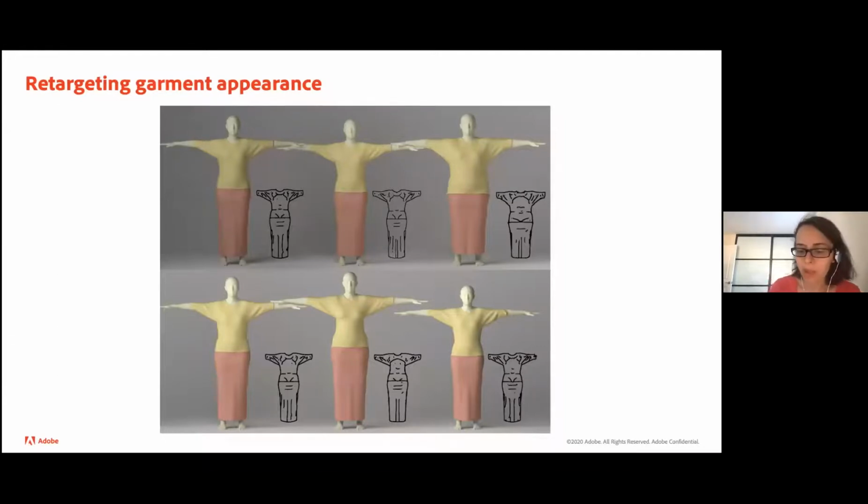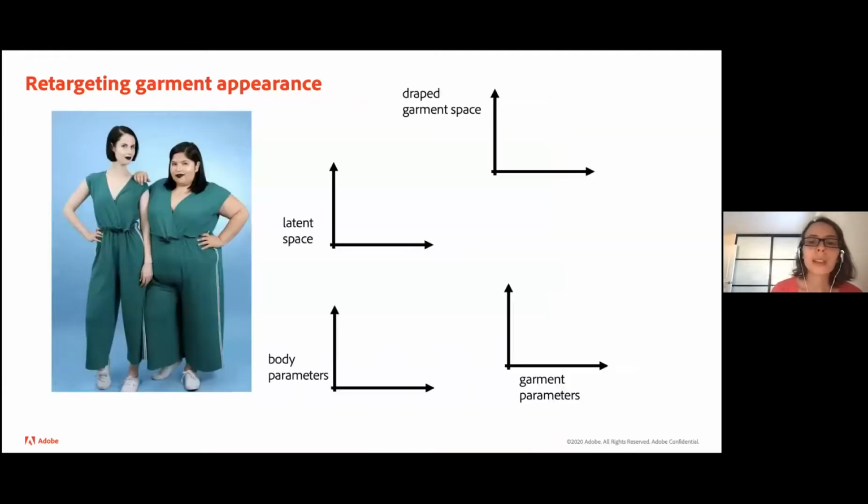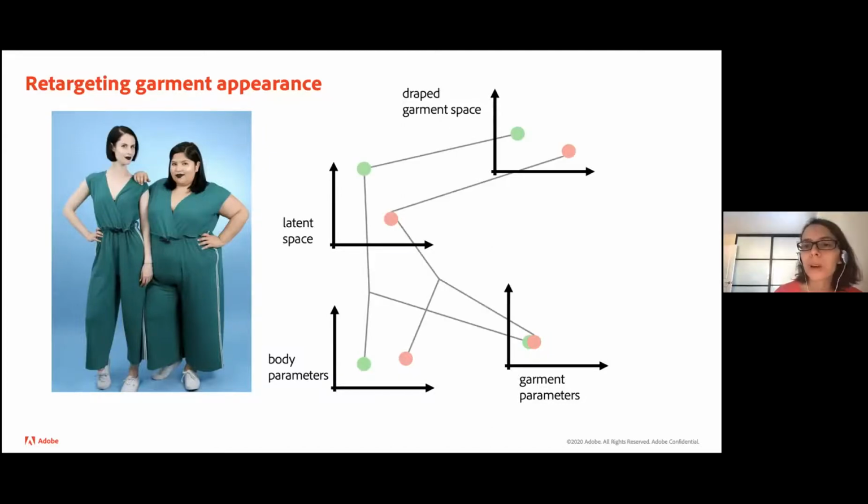To formulate the problem a little bit more, basically we have two different body shapes and we have already designed the garment for one of them. If we naively use the same garment parameters and then drape it on the new body shape, they will most probably look different. So the goal is to find the new set of garment parameters such that when we drape it, it looks similar on the two different body shapes.